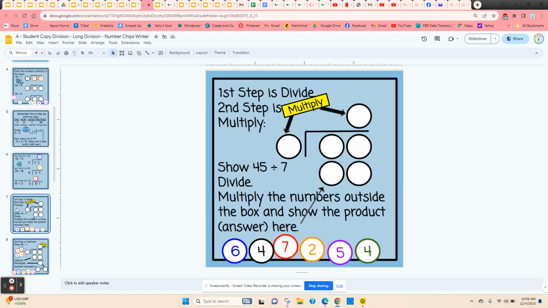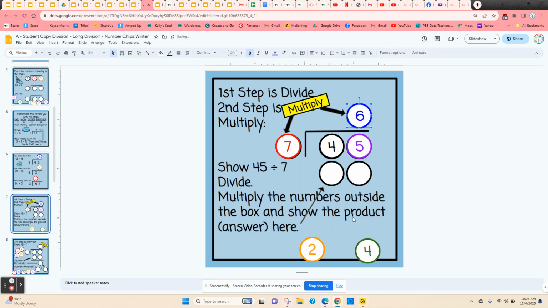So here we're going to be dividing and multiplying. So 45 divided by 7. They already know where the numbers go because they've practiced that. 45 divided by 7. They've also done the division. So 7 goes into 45. Well, they have only 3 choices here. 6 times with a little bit left over. And then the second step, which is multiply. So we're going to multiply these numbers outside the box, and we're going to get 42. Those are just the first 2 steps in long division.